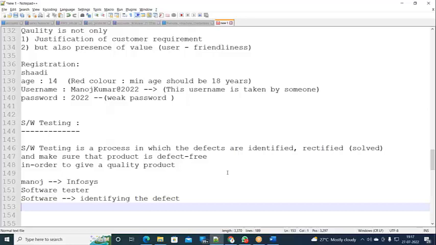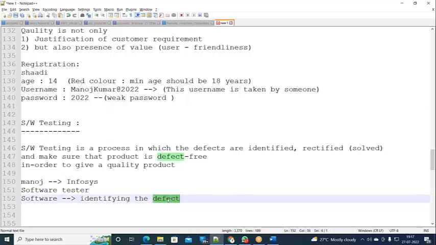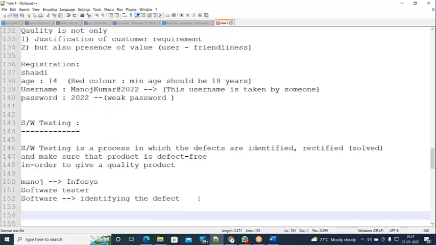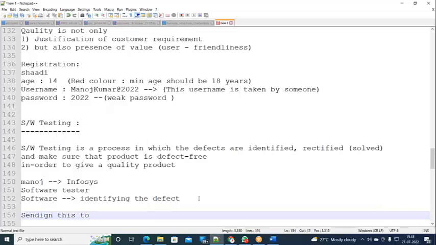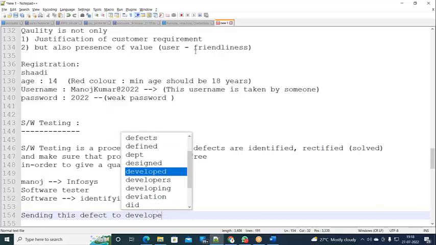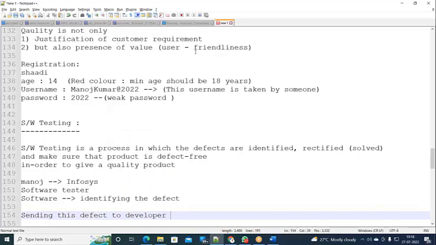Not in the product, okay. What does he have to do? He has to identify the defect. And then what happens once Manoj identifies the defect? He will be sending this defect to the developer. What will he be doing? He will be sending the defect to the developer.